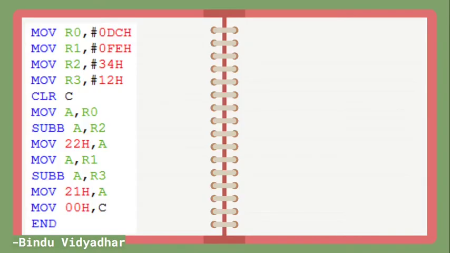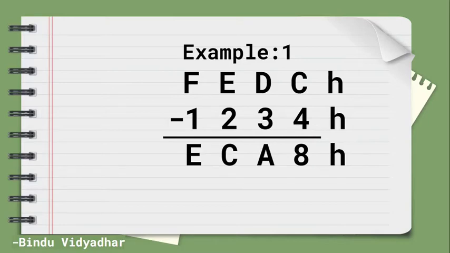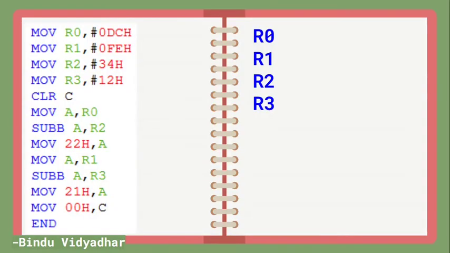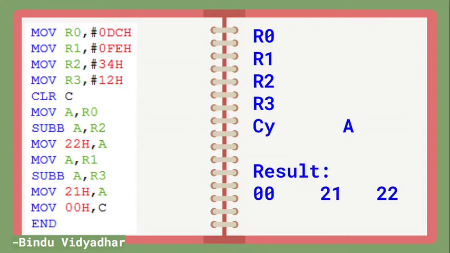This is the program. We'll take the first example that we saw previously. 4 registers are used to store the subtrahend and minuend bytes. We look out for the carry bit and of course the accumulator, the main register where all the processing is reflected. The result is stored in locations 20, 21 and 22 in memory.